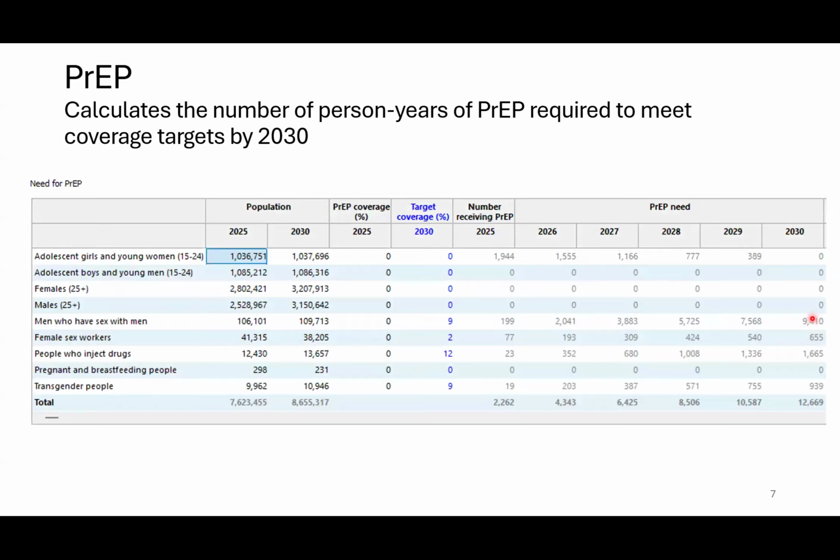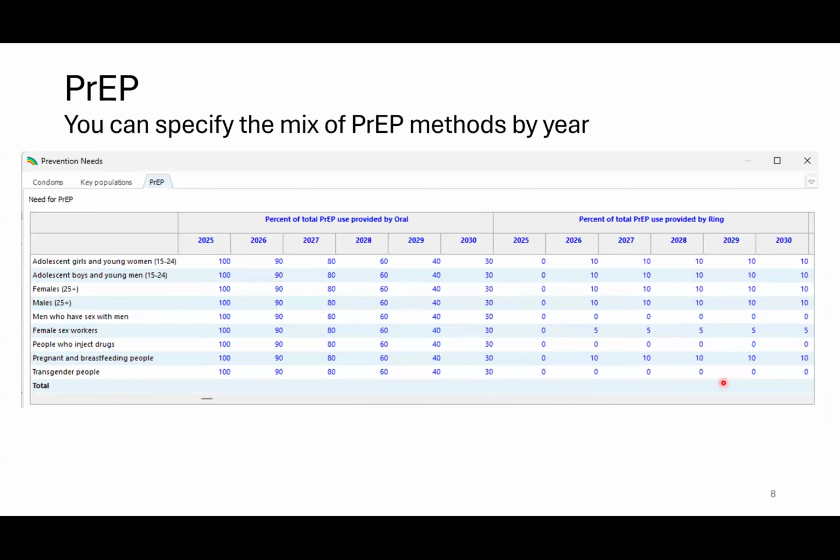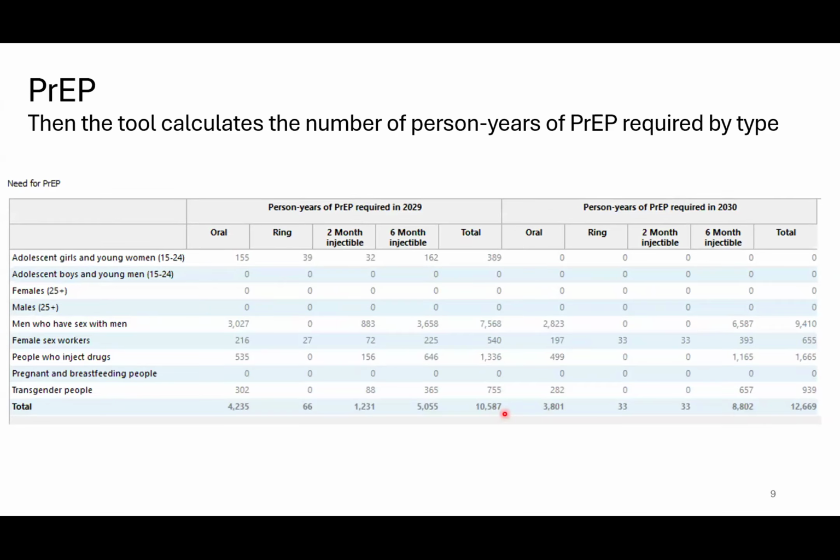And then finally, the PrEP tool is set up in a similar fashion. We have population sizes for each of the population groups. We have target coverage levels, and we have output. The PrEP tool also allows you to specify method mix. So perhaps you're 100% oral PrEP right now, but that might decline to just 30% oral as new methods such as ring and long-acting come in, so that there's an additional output for PrEP, which is the number of person years of PrEP required by method and by year. So these outputs can hopefully help you understand the needs in order to reach certain coverage targets.